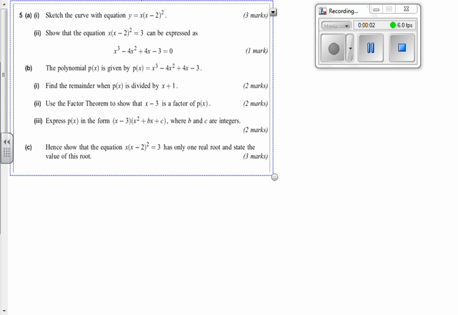Question 5, there's a lot of marks, there's a lot of work to do here. So just do take your time and try each bit slowly. First thing is just sketching a graph. So let's draw ourselves an axis here.